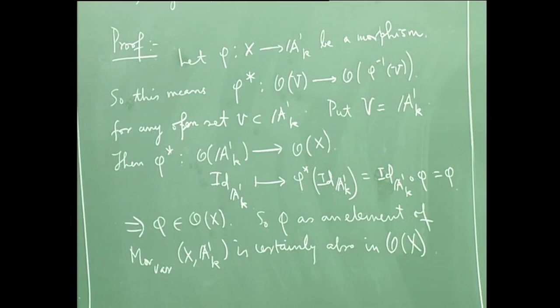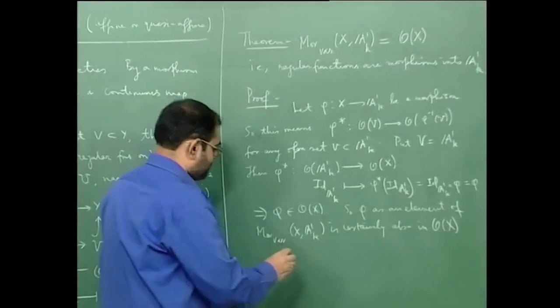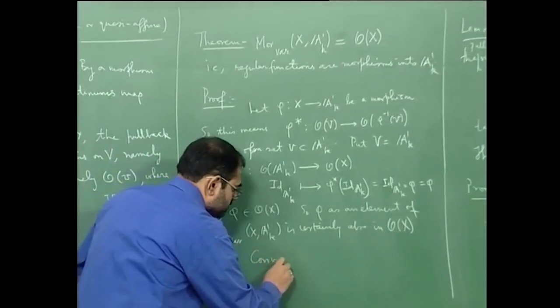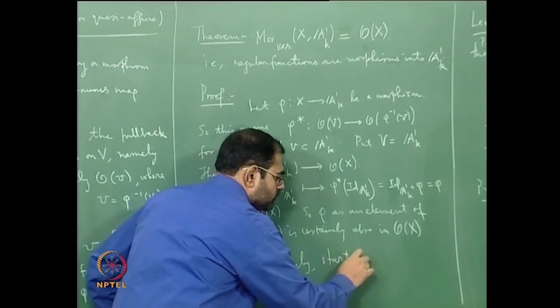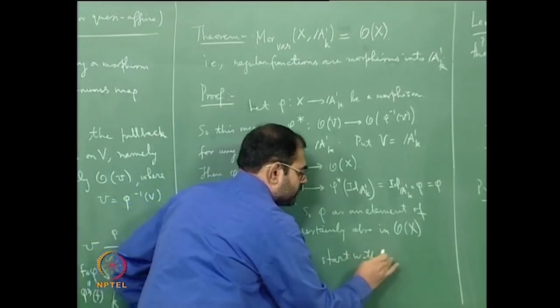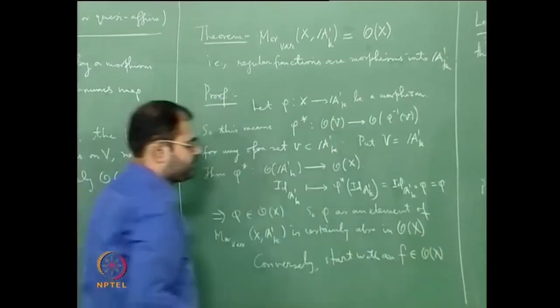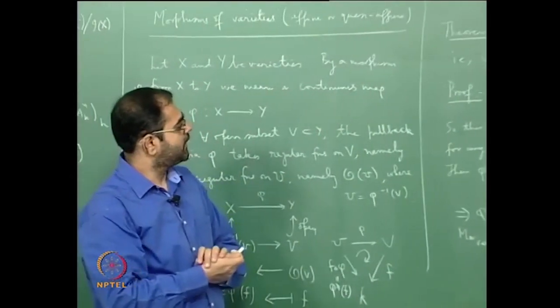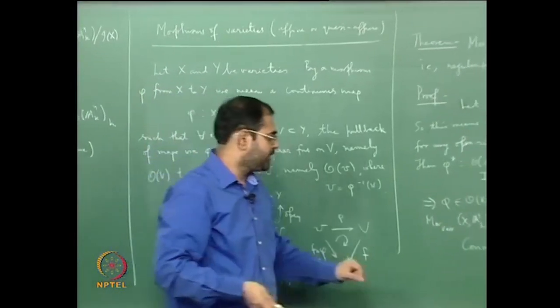I have to now do things the other way around. I have to start with a regular function on X and say that that is a morphism, okay. So let me do the other way. Conversely, start with an F in O of X, okay. Start with an F in O of X, right.